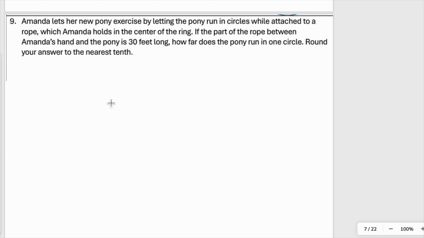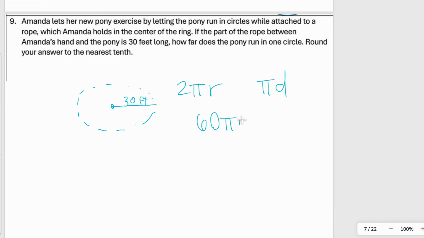Number 9 talks about Amanda holding a rope to her pony and then letting them go in a circle. So her hand to the pony is 30 feet long, and how far does the pony run in the circle? We're just trying to find the circumference. So that'd be 2 times pi times radius, or pi times diameter. Either way, that'd be 60 pi. And then if you round that to the nearest decimal, we're going to get about 188.5 feet.